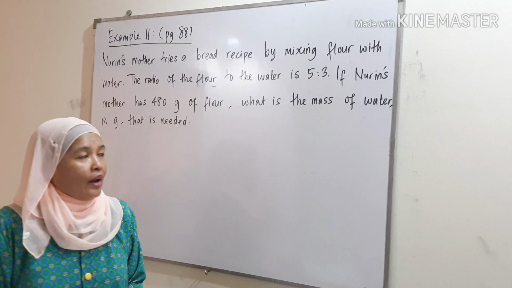Nuri's mother tries a bread recipe by mixing flour with water. The ratio of the flour to the water is 5:3. If Nuri's mother has 480 grams of flour, what is the mass of water in gram that is needed?